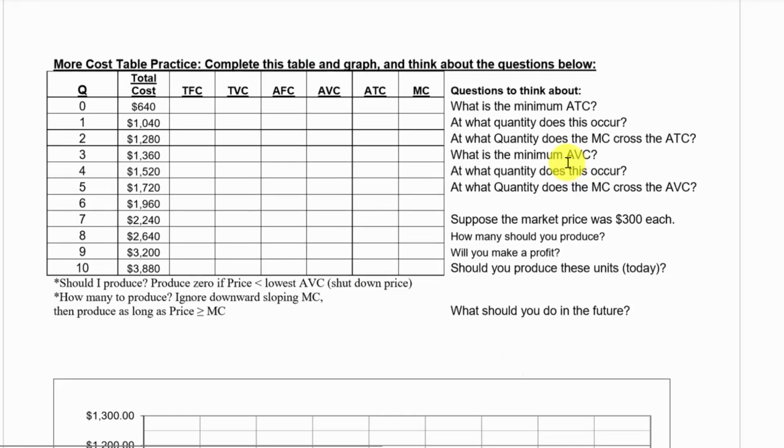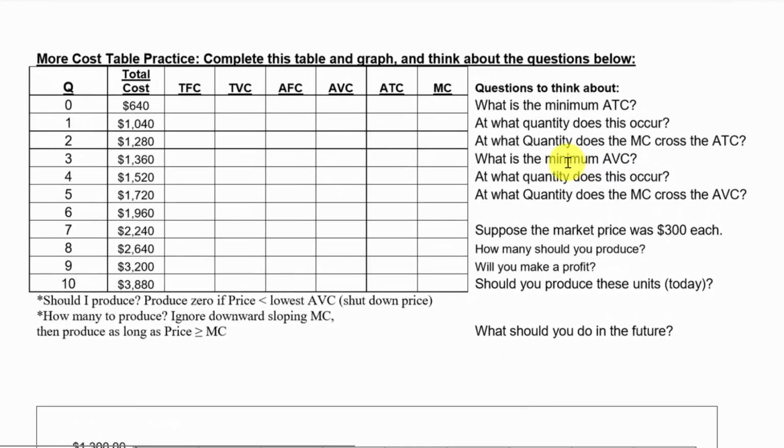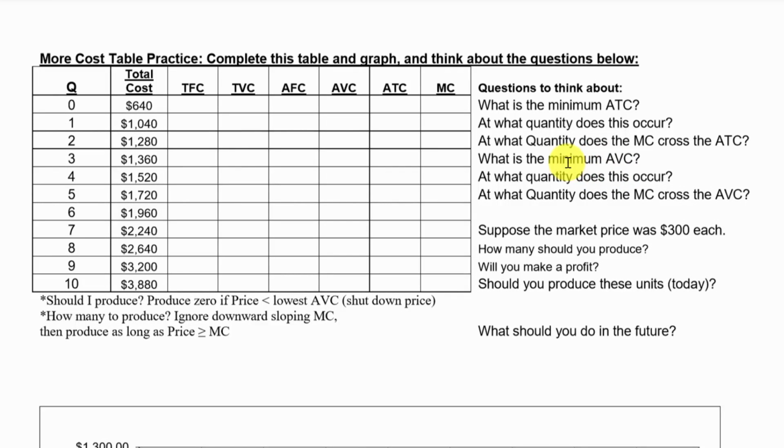So we're going back to look at an example of analyzing a cost table. This is the most important skill when it comes to analyzing the costs of a firm and analyzing the decisions of a firm. We did this once before in an earlier video. Let's jump in and do it again to remind ourselves of all of these concepts.